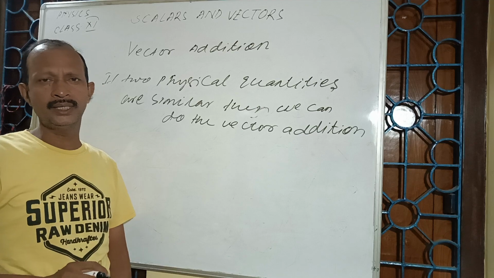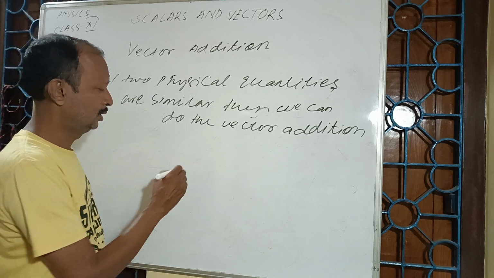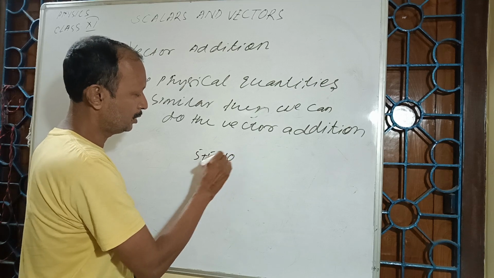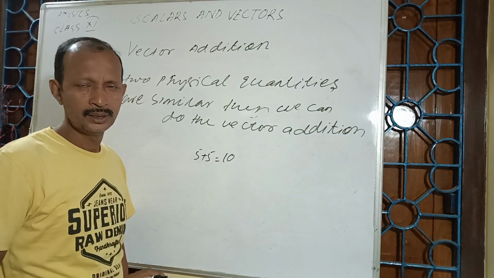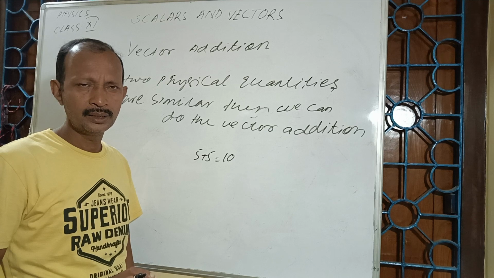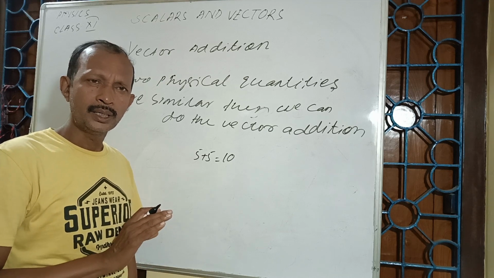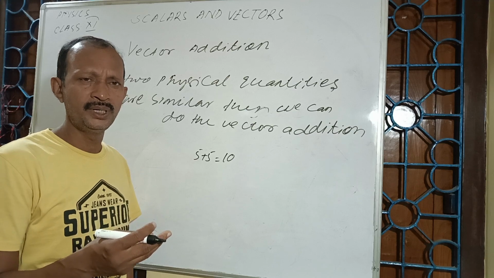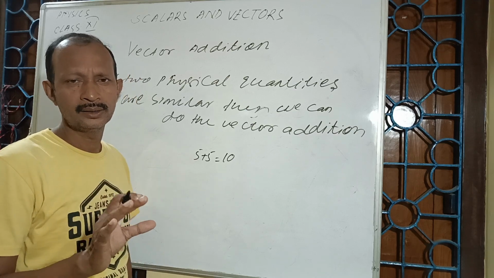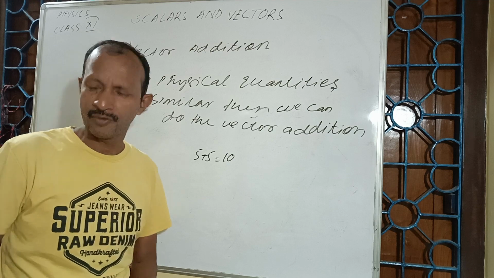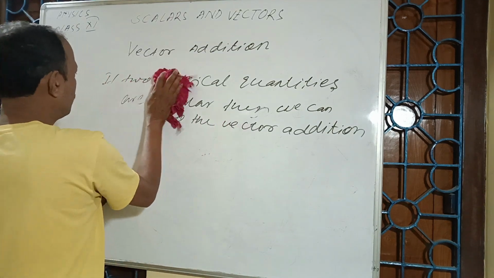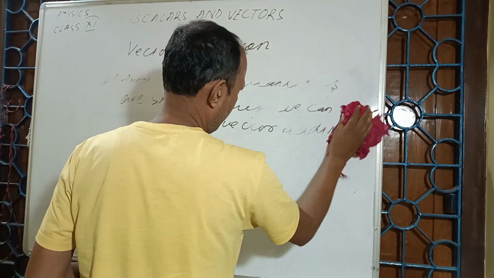In scalar addition, what do we do? 5 plus 5 is equal to 10. But in vector addition, it is not mandatory that 5 plus 5 will be equal to 10. So this is different from scalar addition. So how is it different? In this video I am going to explain.